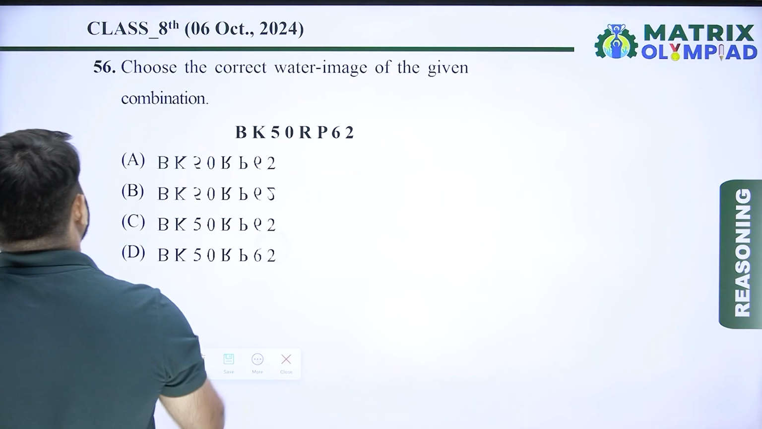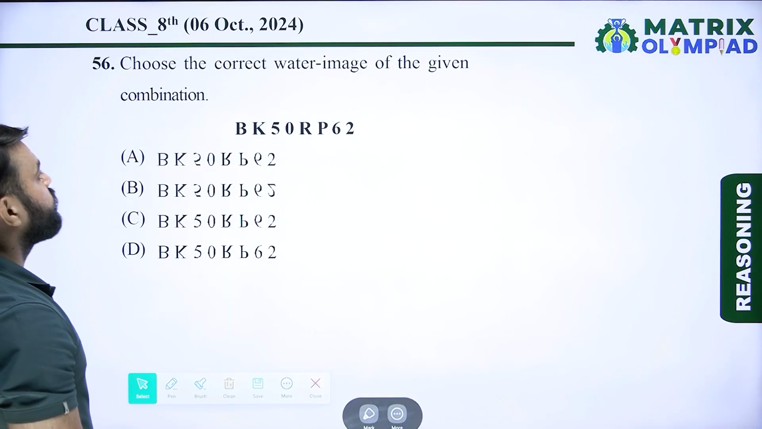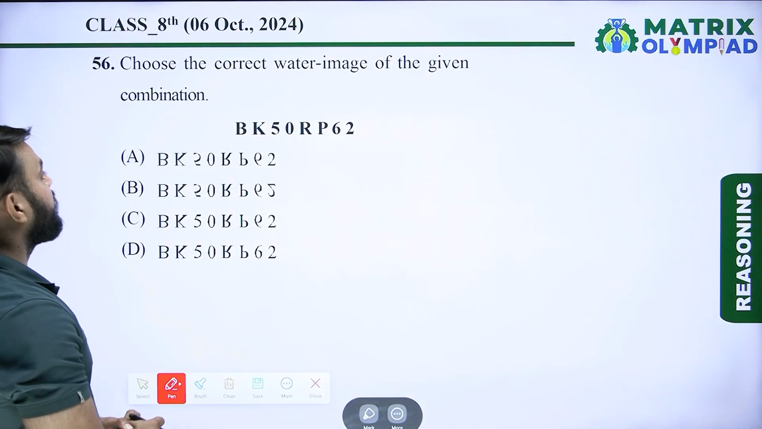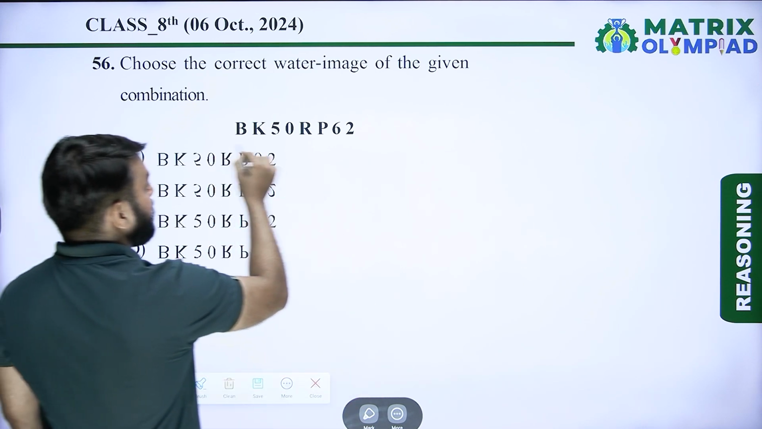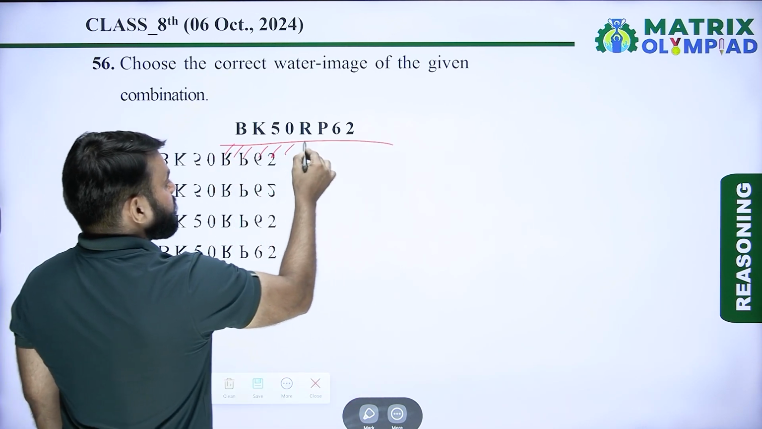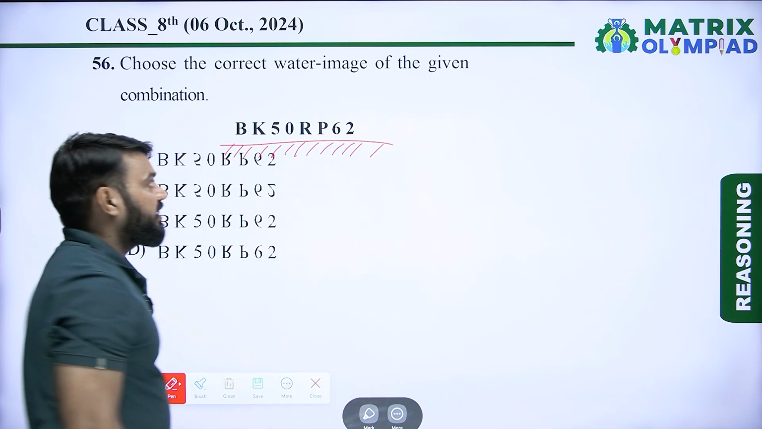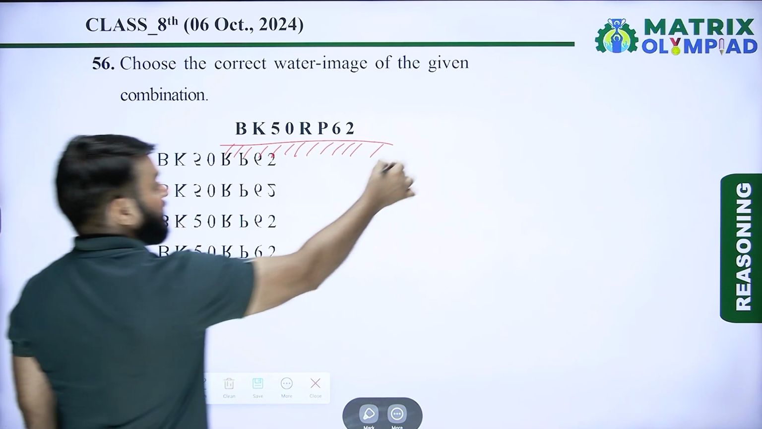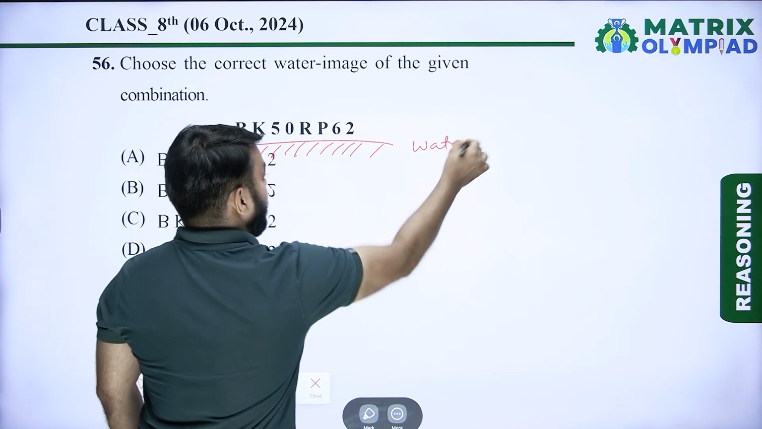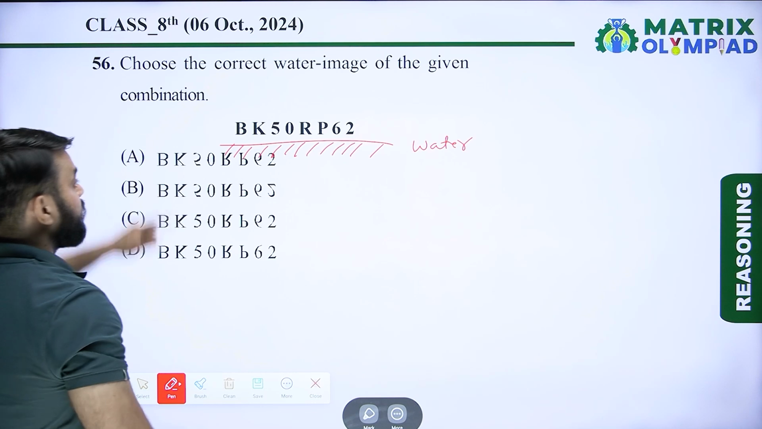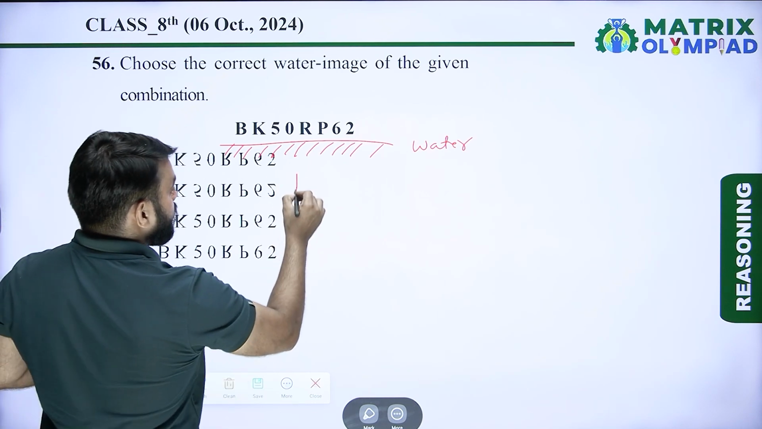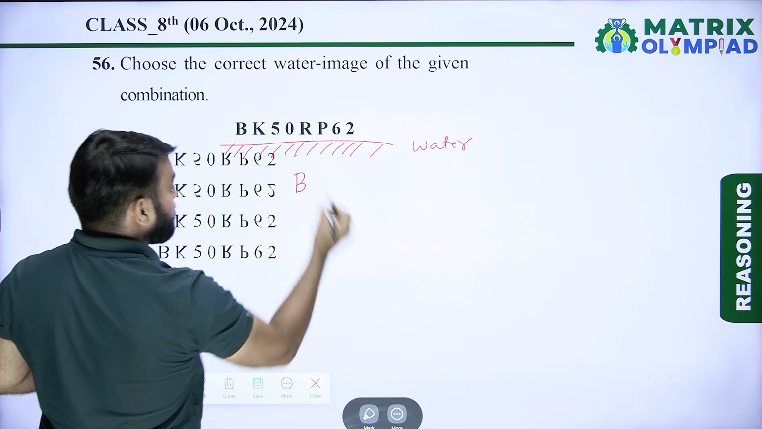So now next question is question number 56. Choose the correct water image of the given combination. So first find the water image of the given combination. First, water is always taken below the object. So now here is water. Now find the water image of the given combination. First find the water image of B. So water image of B looks something like this.